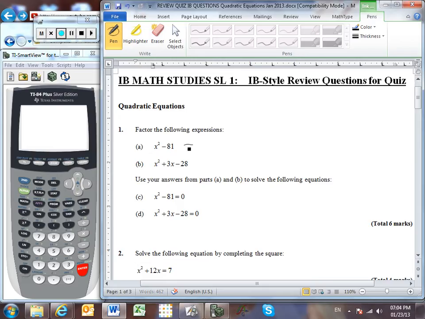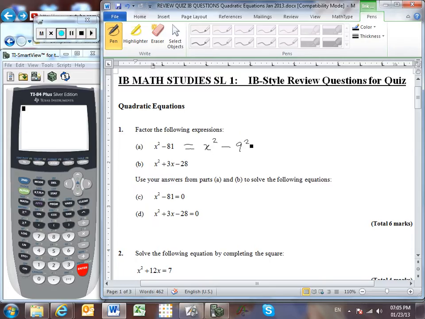So the first one I can see is a difference of squares. I can see that there's no common factor because the x squared is only made up out of x's, while the 81 does not have any x's in it. These two terms have got nothing in common, so there's no common factor. The second thing I'll look for then is to see if it can be expressed as a difference of two terms that are being squared.